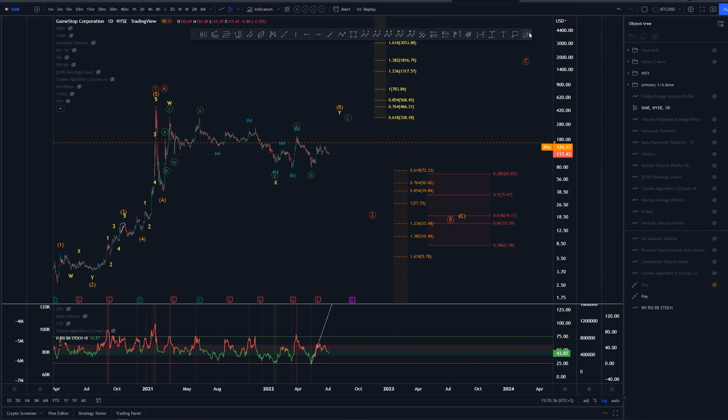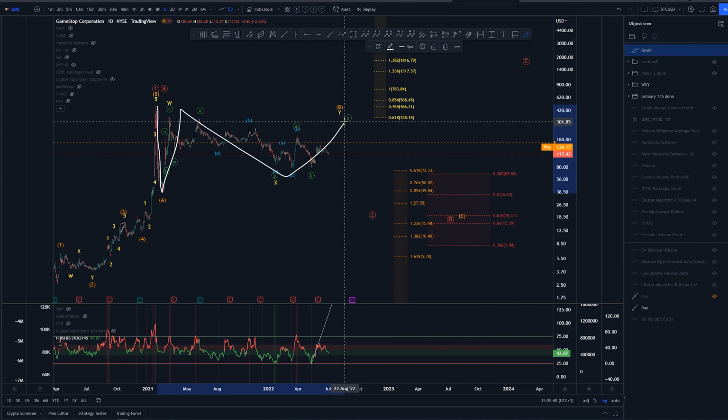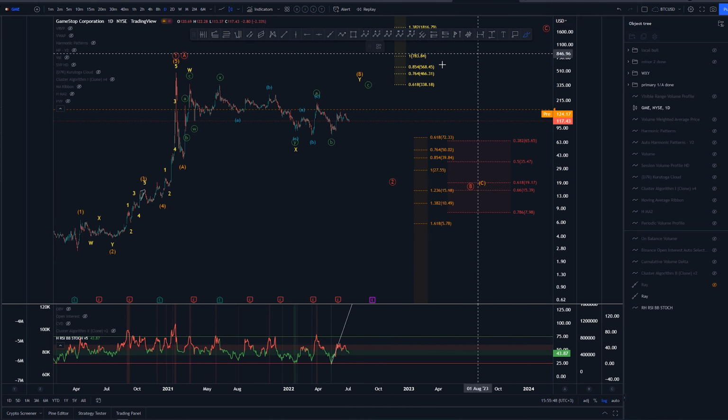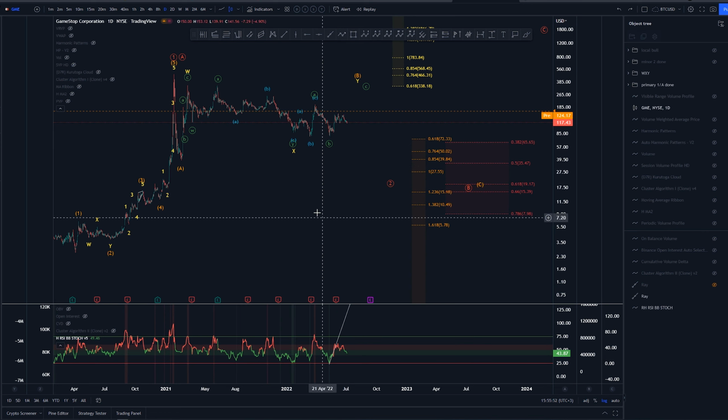The other scenario is that we have just the A wave, then we have a WXY looking for that wave B, and then we would be coming down for that wave 2 or wave B. Overall, I am still leaning more towards that wave 1, 2, 3, 4, 5 than the ABC structure.